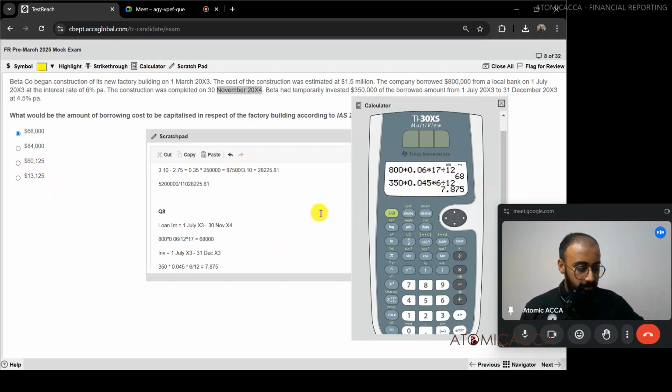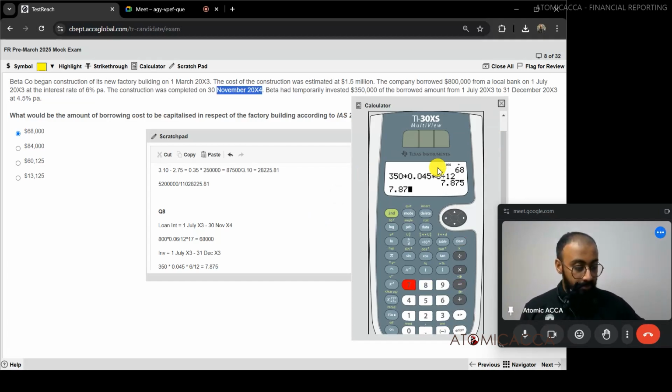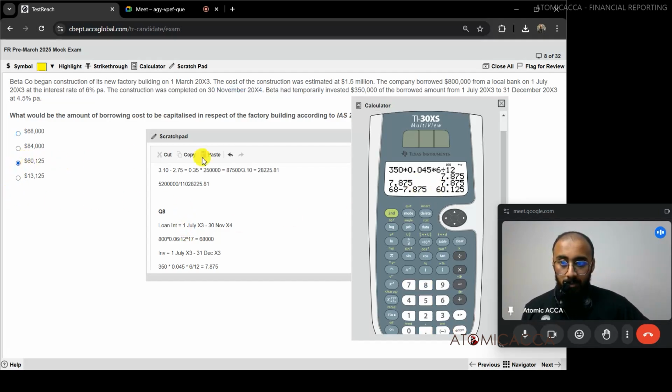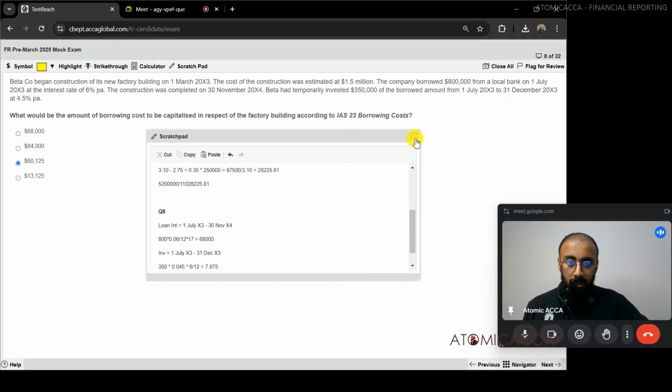We'll just confirm this. 68,000 minus 7,875 is 60,125. Okay, so we have our answer over here, 60,125. So we're done with that.